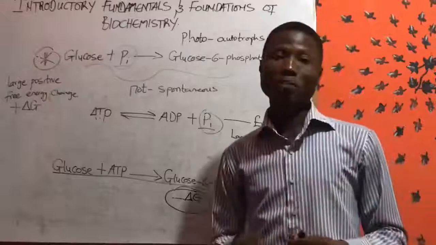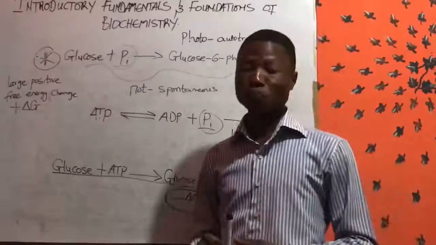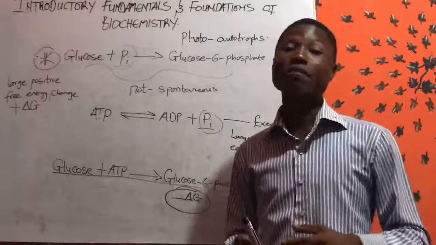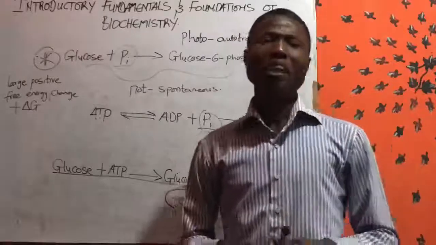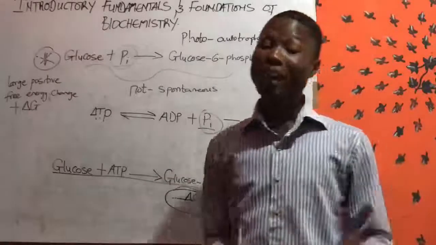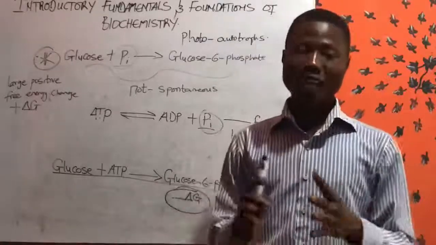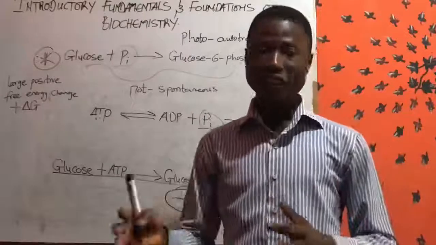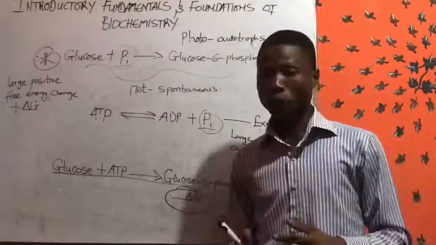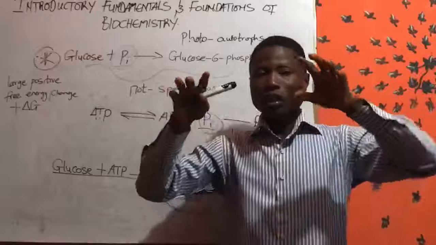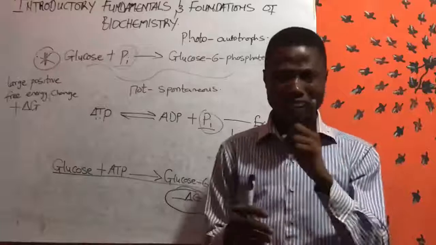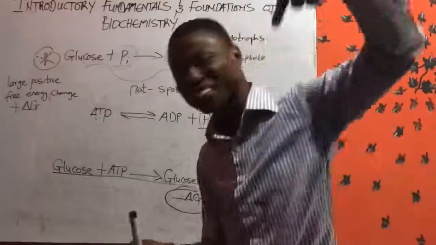Now, the second law of thermodynamics states that the natural tendency of a system is towards an ever-increasing entropy. What is entropy? Entropy is the degree of randomness or disorderliness of a system. So, in nature, for a reaction to be spontaneous, entropy must increase. But notice that in a cell, entropy is reducing.